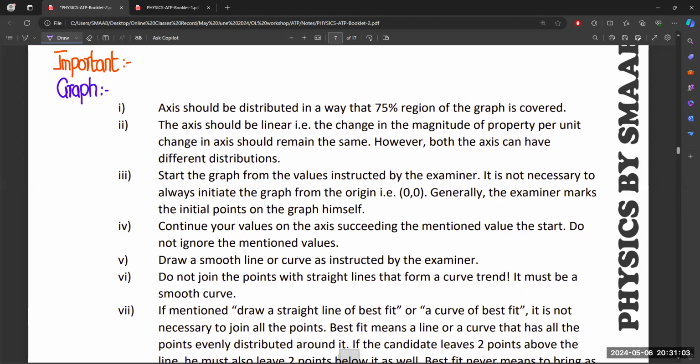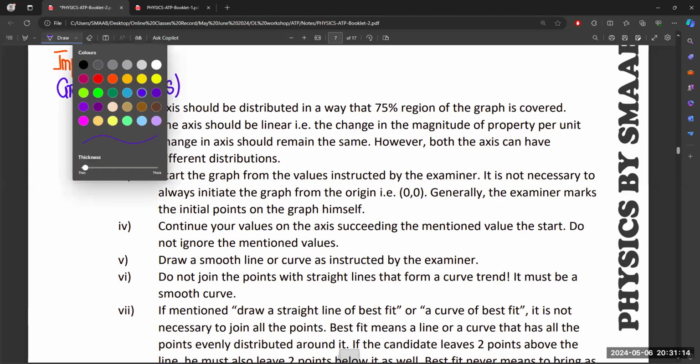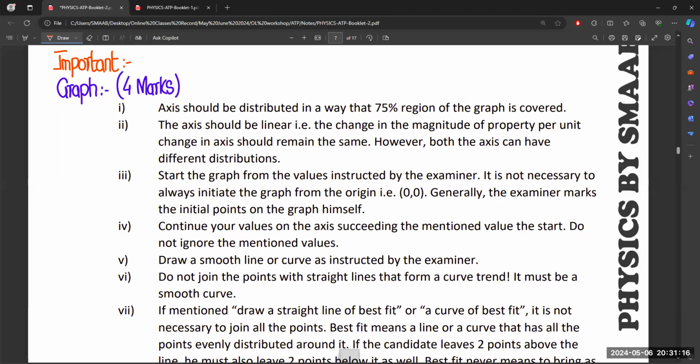So whenever they ask you to draw a graph, that graph is for 4 marks maximum. So if you get a question for graphical representation, that question is of 4 marks total. And there are two types of graphical representation. Either it will be linear, or the second one is the curve, right? I will also share an example of that linear and curve graph.